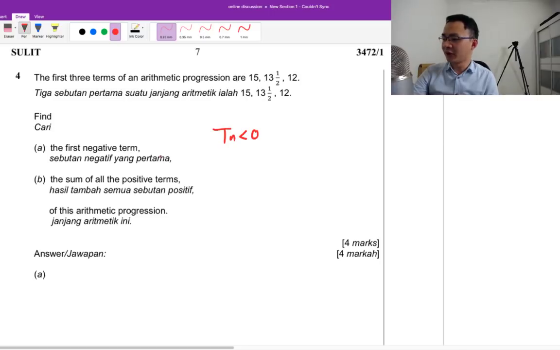So I will do over here, but definitely I want to know my a equals 15, and I know my d equals negative 1.5.